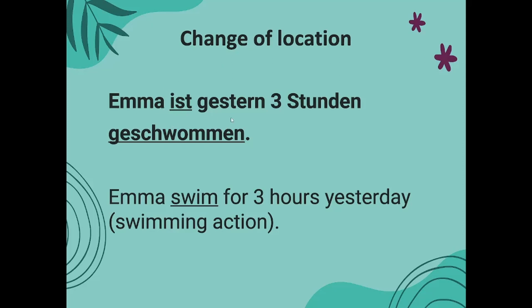Emma ist gestern 3 Stunden geschwommen. So swimming is a verb. Whenever you swim, you move from one location to another location. There is a movement of location, change of location. So movement or change of location is the idea here. Emma swam for 3 hours yesterday is the actual meaning. That's the reason you have used the SEIN verb. The SEIN verb got conjugated, and schwimmen got changed to geschwommen.